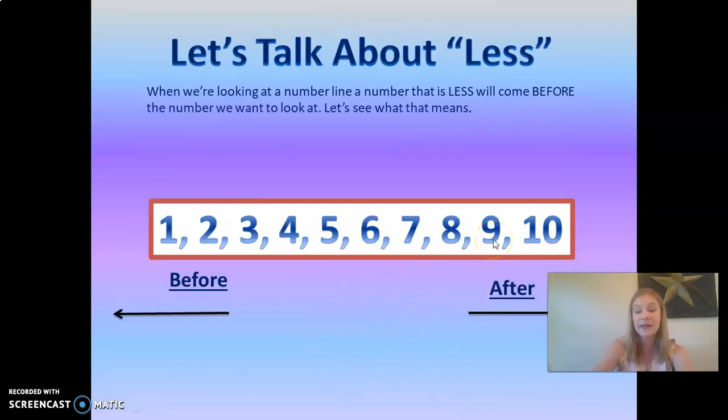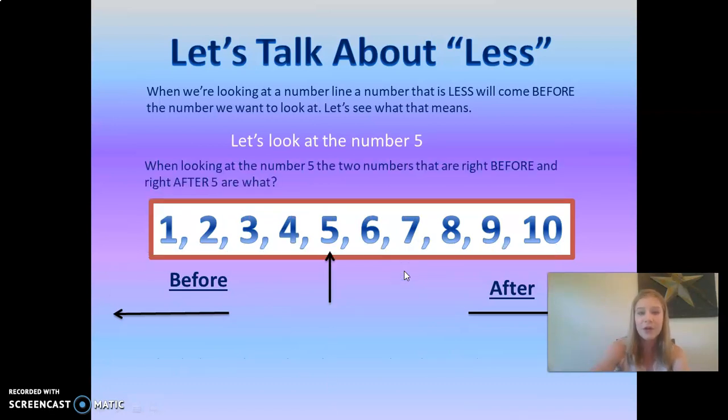So let's talk about what less means. When we're looking at a number line, a number that is less or fewer will come before the number we are looking at. So let's see what that means. So here's our number line. We're going to look at the number 5. And we want to know, what are the two numbers that are right before and right after 5?